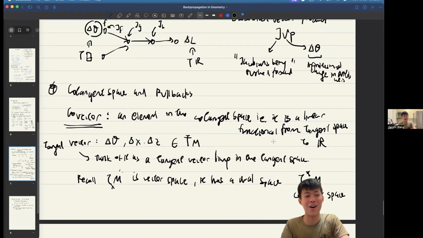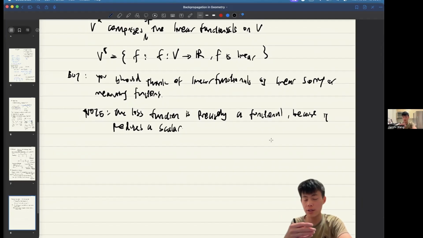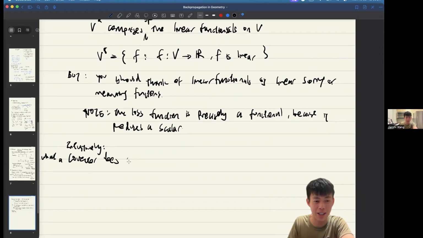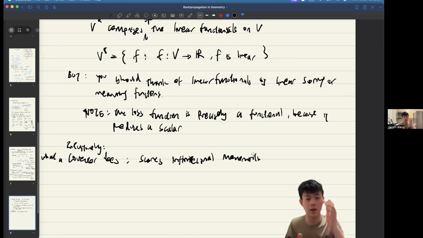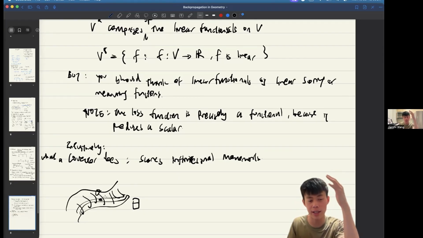Stare at this. It might seem a bit confusing, but again, you should think about linear functionals as a scoring mechanism, right? So what a covector does intuitively is it scores infinitesimal movements. In our machine learning context, let's say this is our parameter space, capital Theta, and our network starts at some point theta. There are so many possible updates.